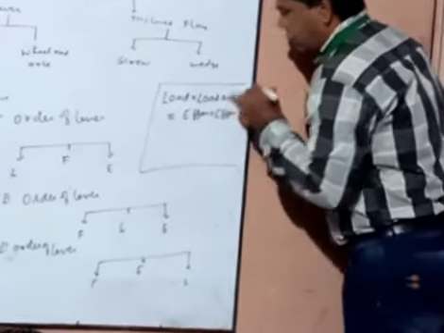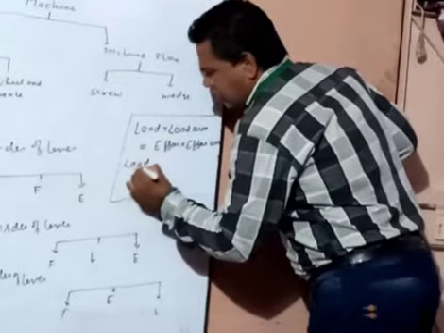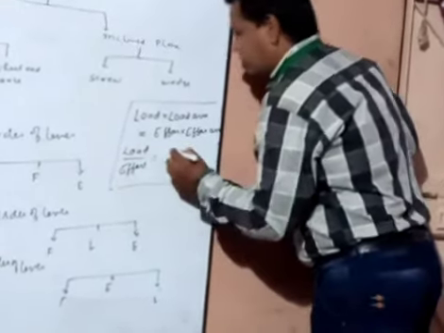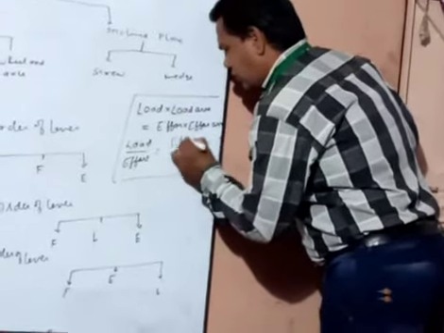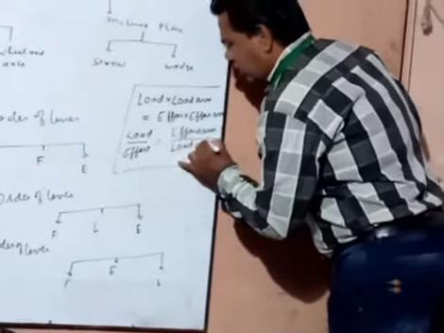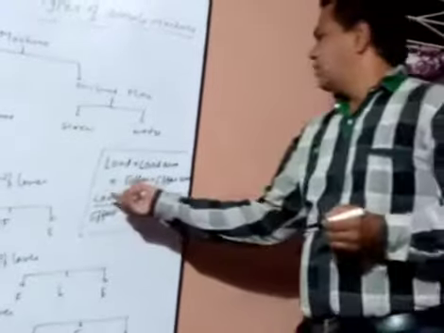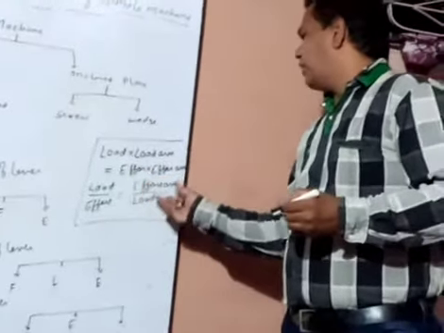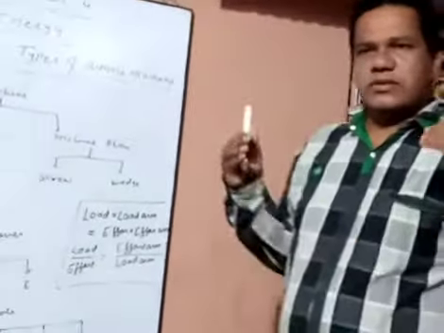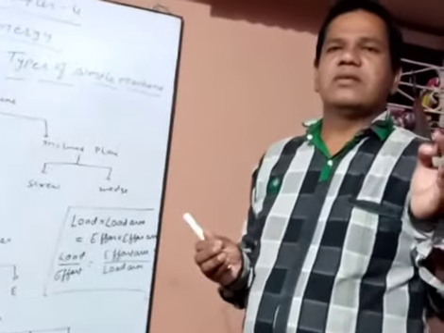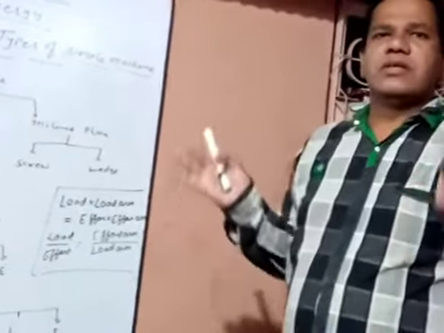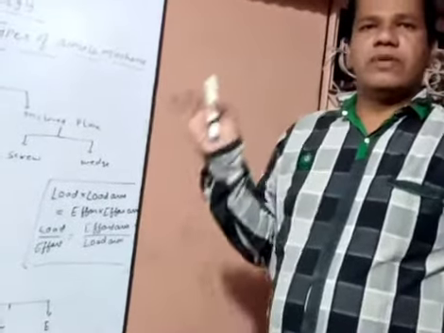effort arm. So we can write load upon effort equal to effort arm upon load arm. So again we can say that load divided by effort equal to effort arm divided by load arm, that is called principle of lever. So we can say that principle of lever states that the product of effort with effort arm is equal to product of load with load arm.